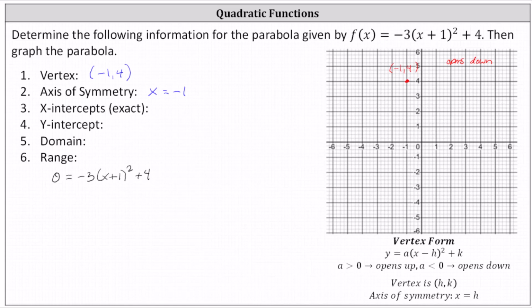To begin, we need to isolate the square of x plus 1 by first subtracting 4 on both sides. Next, we divide both sides by negative 3. Simplifying, we have 4/3 equals the square of x plus 1.